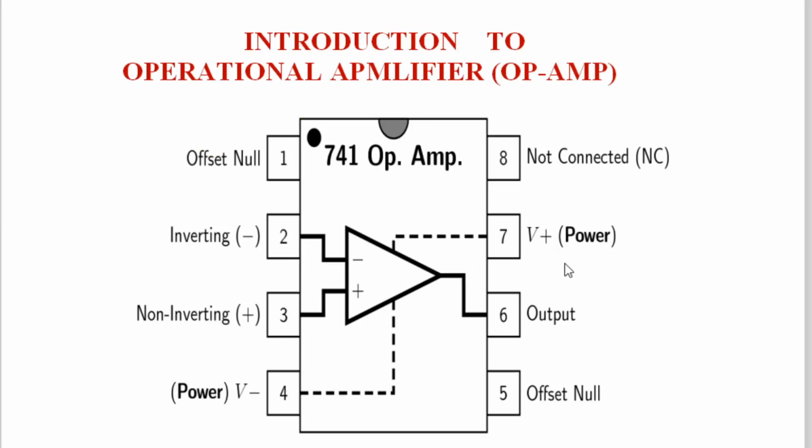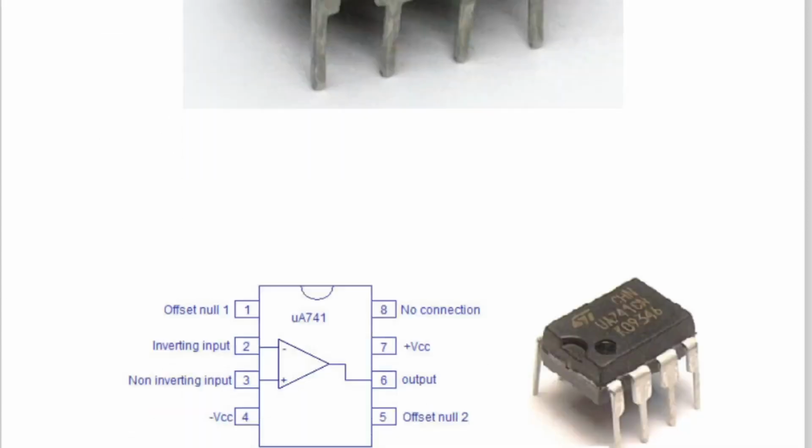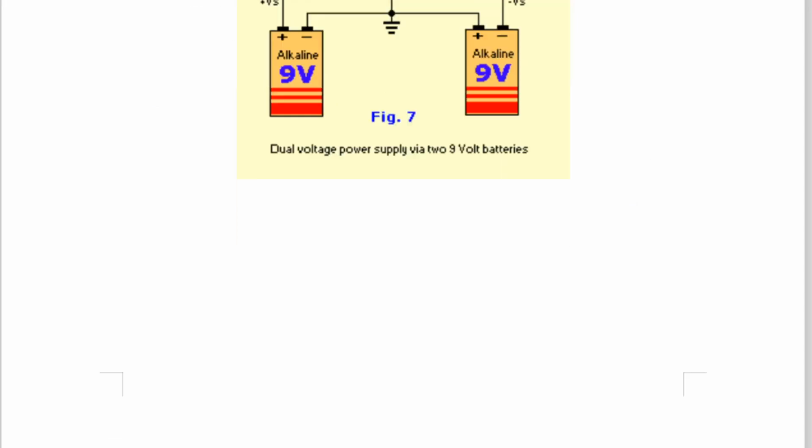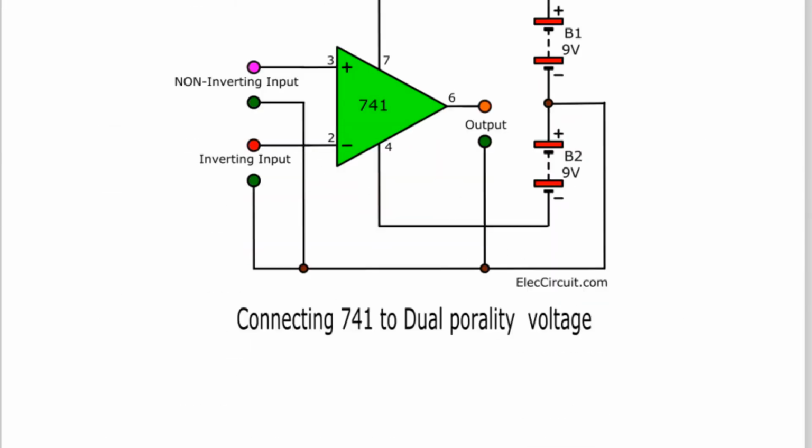Here you can see, this is plus VCC, this is minus V, inverting input, non-inverting input, output. This pin is not connected. Pin number 1 and 5 are for output offset null. So there is no direct ground pin for the OpAmp 741, and this is the beauty of the OpAmp 741. So the question comes, how does the circuit get completed even though there is no direct pin?